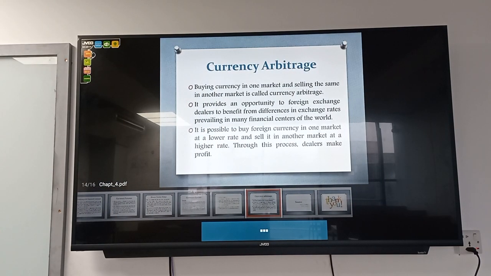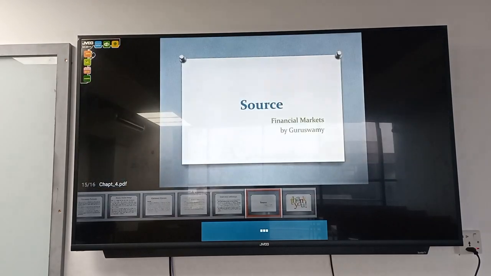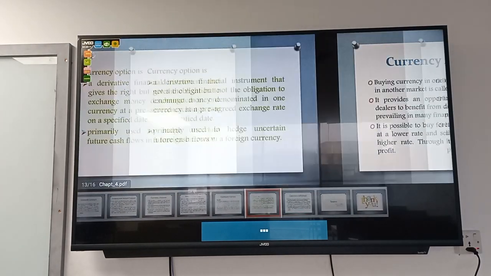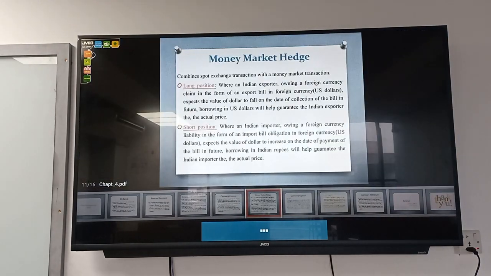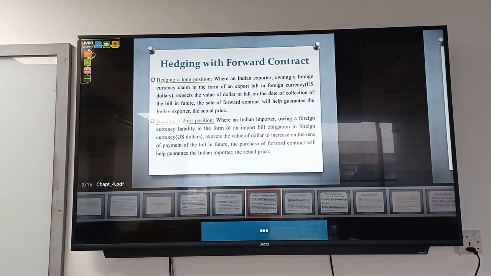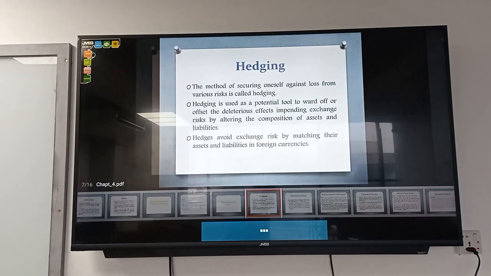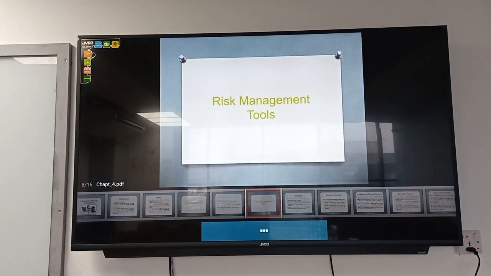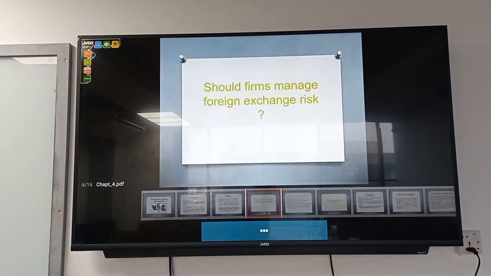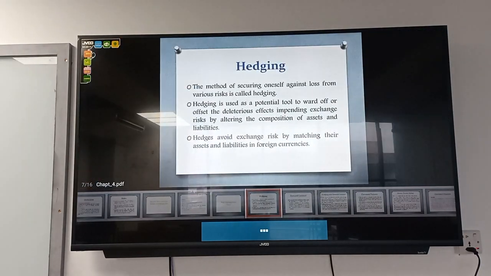Lastly, currency arbitrage, where you buy in one market and sell the same money in another market, which is called currency arbitrage. That's all for your slide. You can go through this at least once. I'll give you 2 to 3 minutes. If you have any questions, any queries, do ask me.